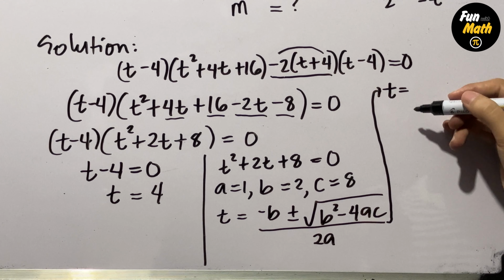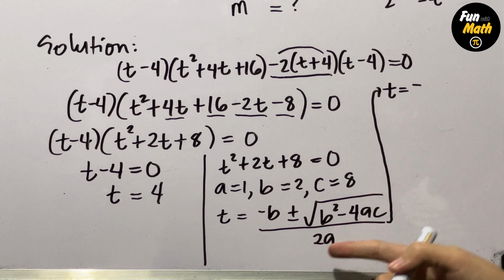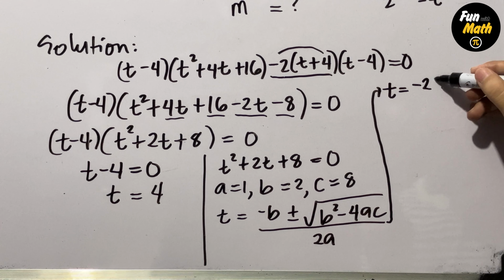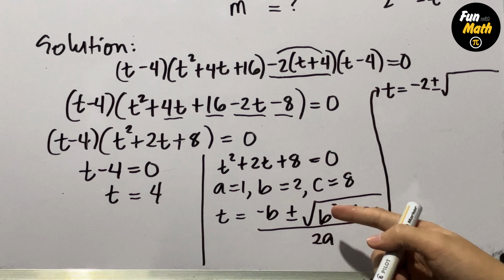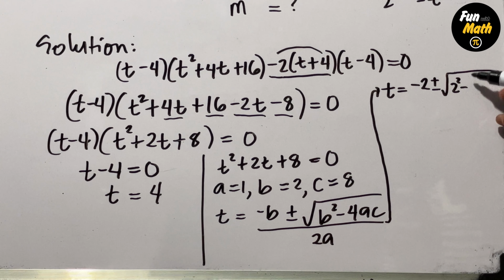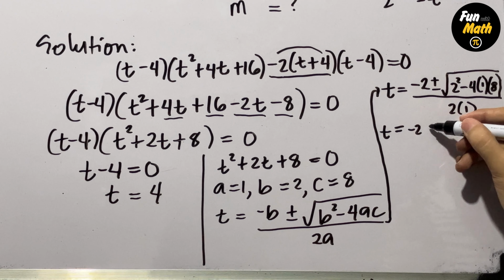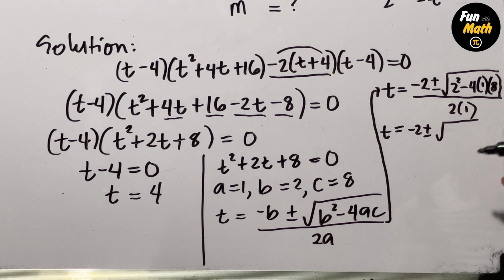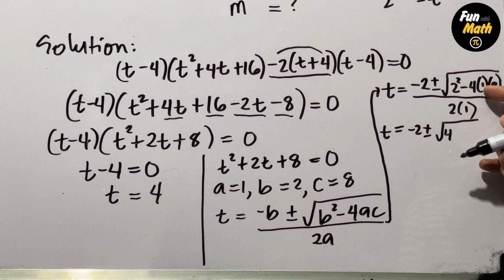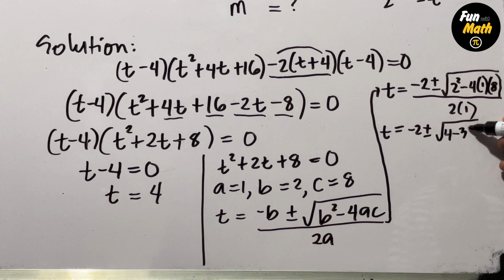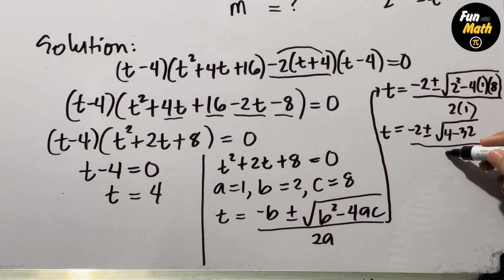t is equal to negative times b, which is 2. So negative 2. Positive negative square root of b squared, that is 2 squared, minus 4 times a, that's 1, times c, that's 8. All over 2 times a, that's 1. Then t is equal to negative 2, positive negative square root of 2 squared is 4. Negative 4 times 1 is negative 4. Then times 8, that's negative 32. All over 2 times 1, that's 2.